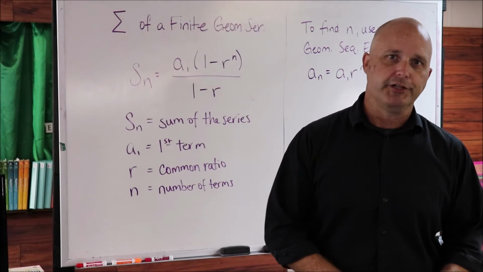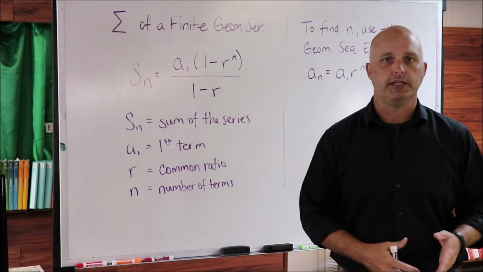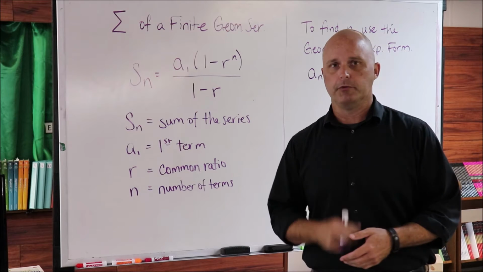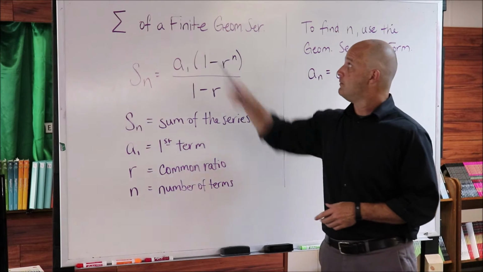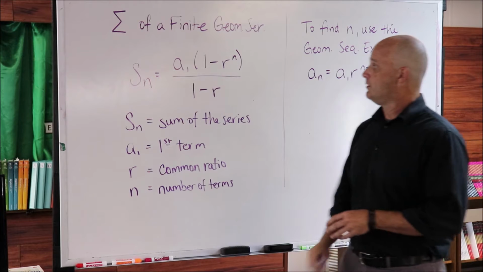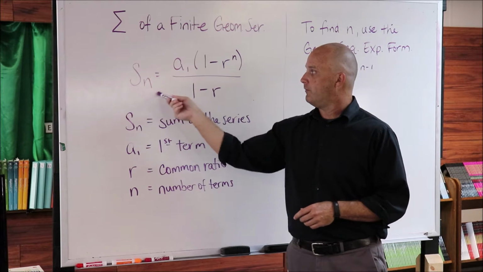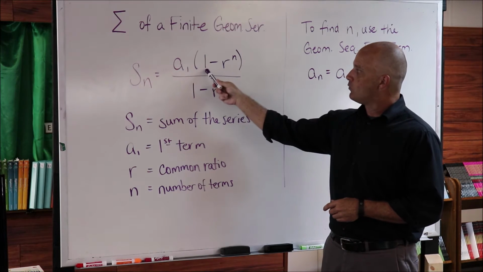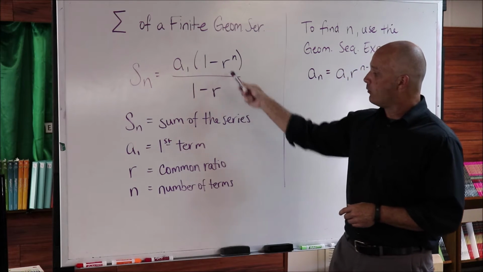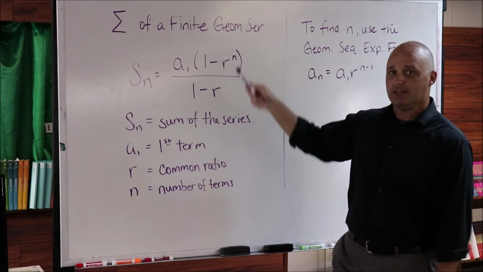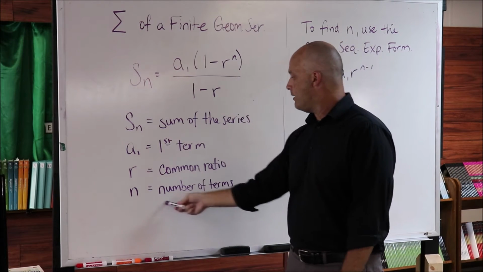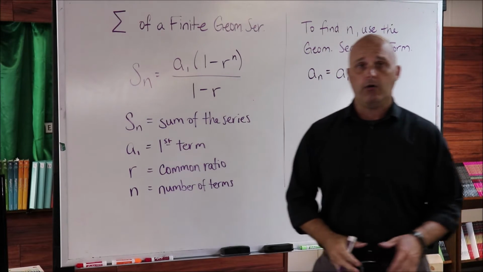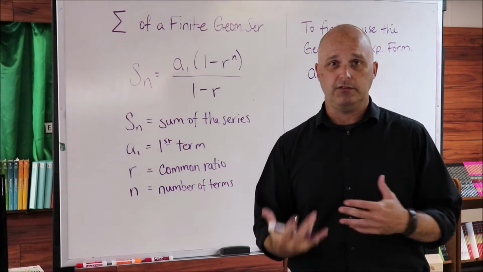For this section, we're going to take a look at geometric series, and we're going to find the sum of a geometric series. Now, to be able to do this, you've got to know two formulas. The first formula is for the sum of a finite geometric series, and it's simply going to be S sub n, or the sum of the series, is equal to a sub 1, the first term, times 1 minus r, which is the common ratio, raised to the nth power, and n being the number of terms in that series, over 1 minus r.